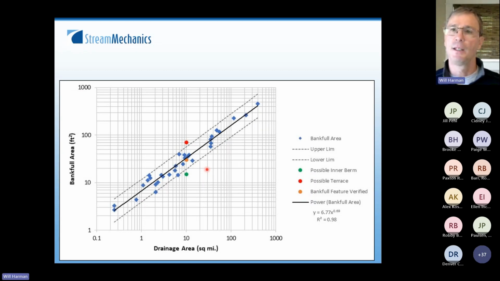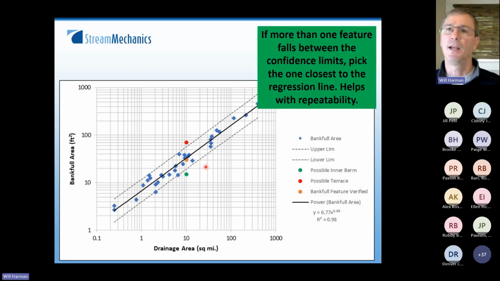So then the question is, what if both features fall within the range of scatter? If that happens, just by rule, we're saying use the one that's closest to the regression line. We're not saying that's right or wrong. We're just creating it as a procedure to improve that repeatability. That way, we should all be getting the same answer.